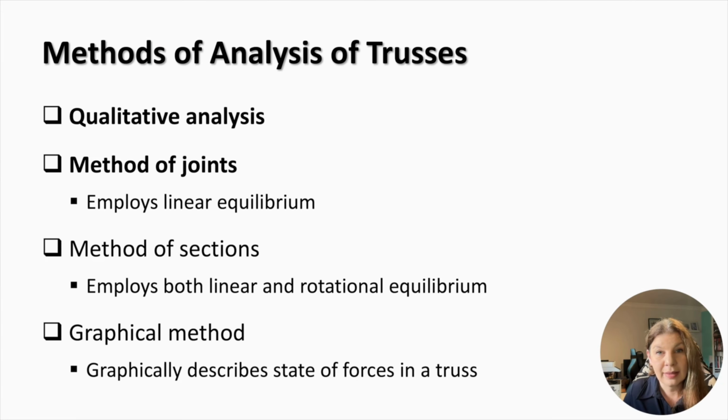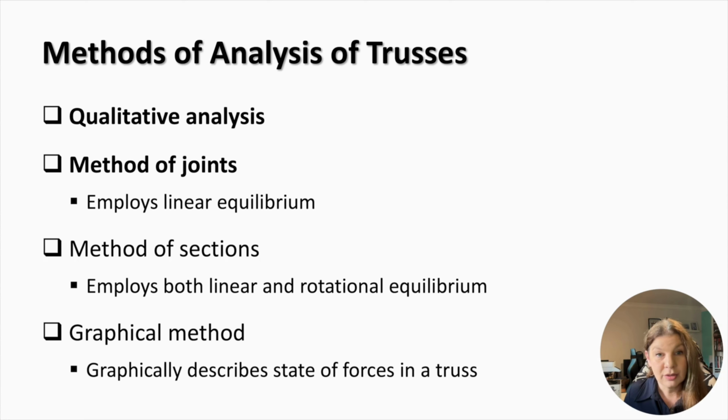Generally, there are several methods that can be used to analyse simple trusses. We can name the following methods. Qualitative analysis. This method allows us to assess the forces in truss members qualitatively, allowing us to understand whether the members are in compression or tension. The method of joints. This method employs linear equilibrium. It represents the truss through several systems of concurrent forces.